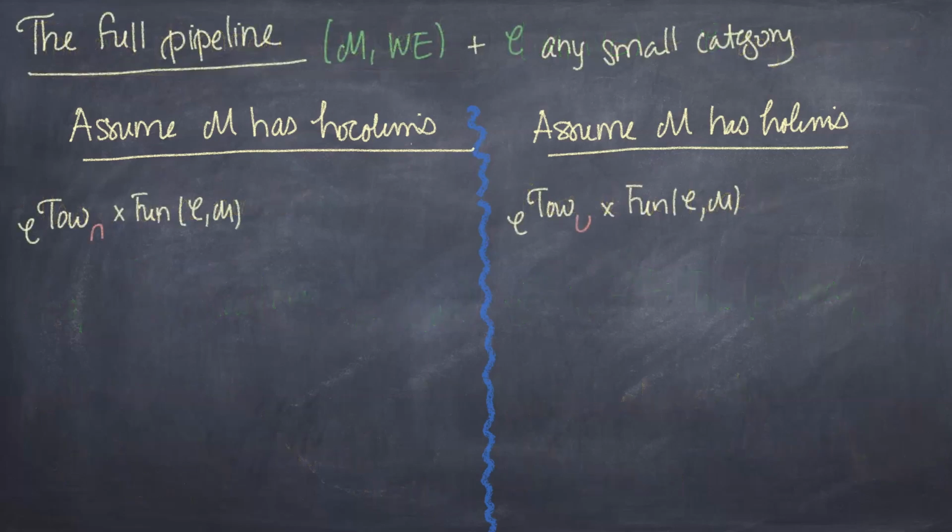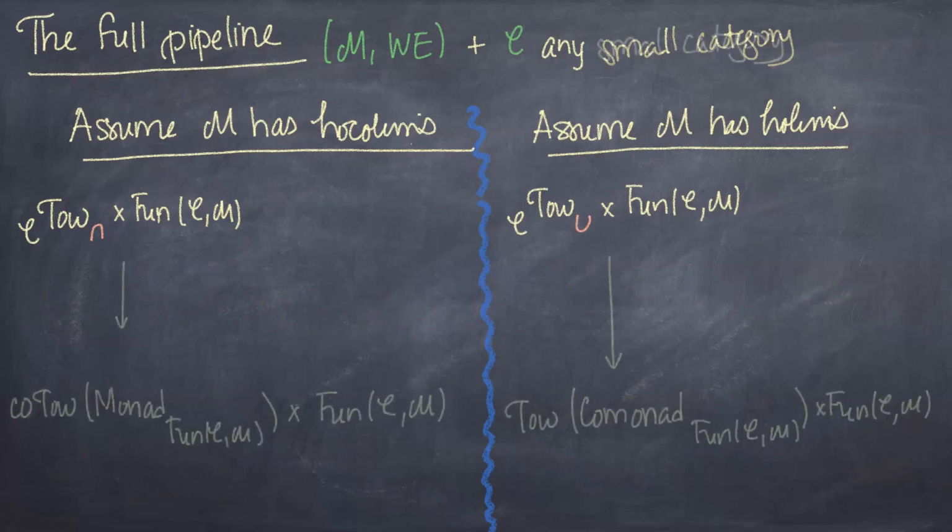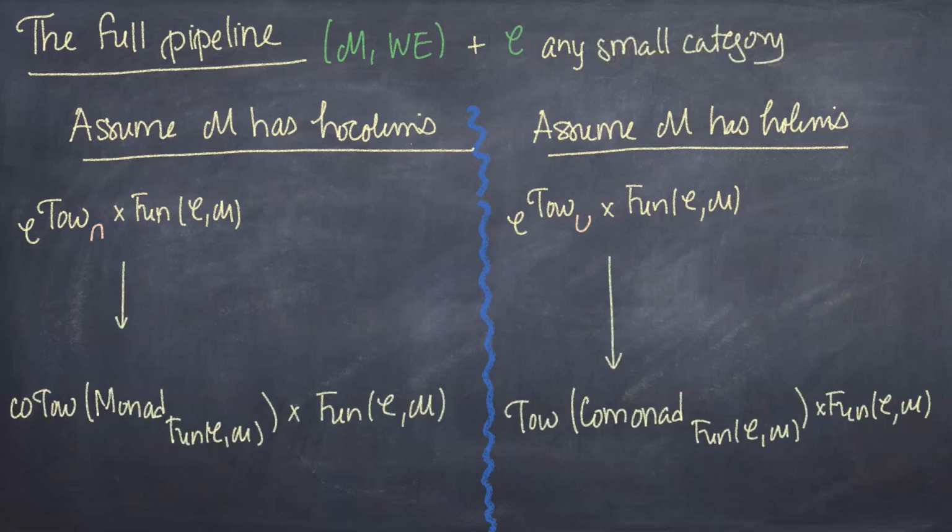So here's the full pipeline, right? We have this category M equipped with weak equivalences and any small category. We can consider either these towers with respect to the intersection monoidal structure on the Pn's, or with respect to the union monoidal structure on the Pn's. And then we just saw that we can get from those towers either cotowers of monads on the left-hand side, or towers of comonads on the right-hand side.